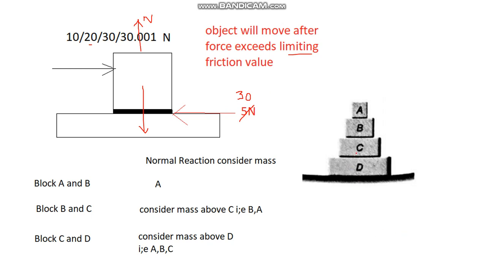So when you have multiple blocks arranged on top of each other, when you talk about blocks A and B, there will be a friction between A and B. So you have to take the normal reaction, which means you have to consider the mass of the A block only. If you consider blocks B and C, you have to consider the normal reaction of the block above. If you want to consider the friction between blocks C and D, you have to consider the normal reaction because of blocks C, B, and A. So this is how we formulate the questions.